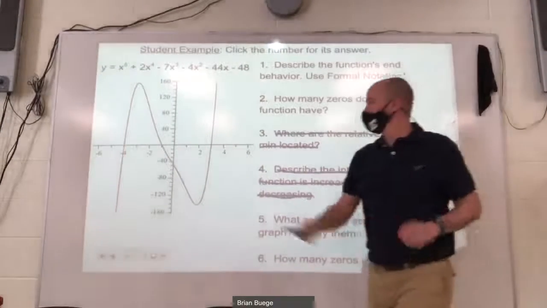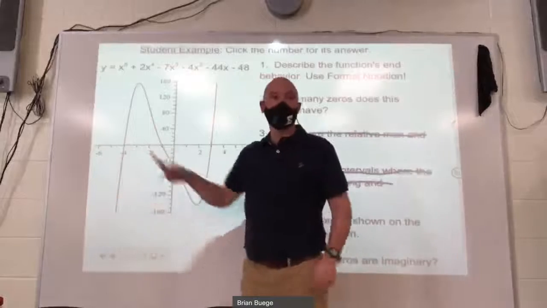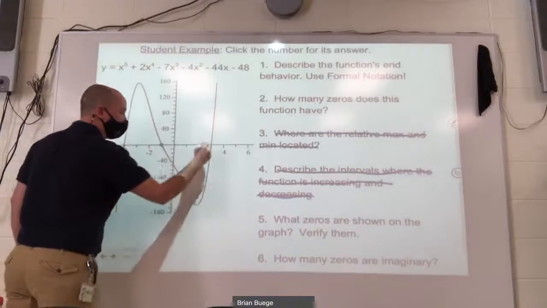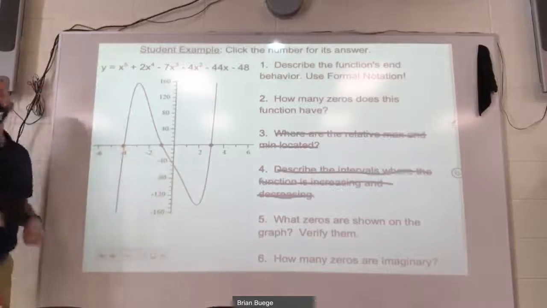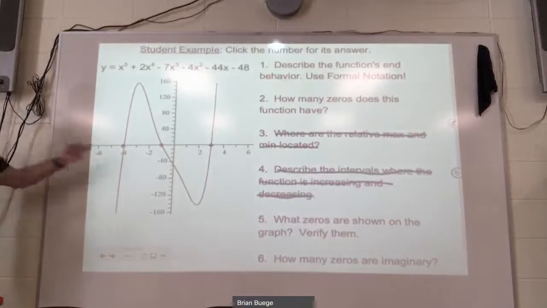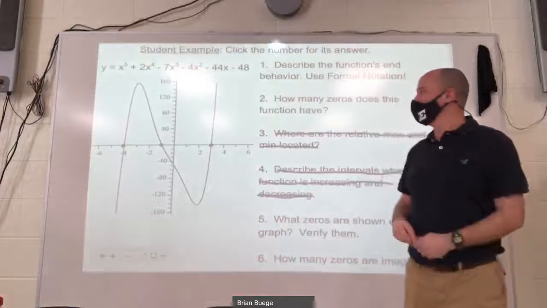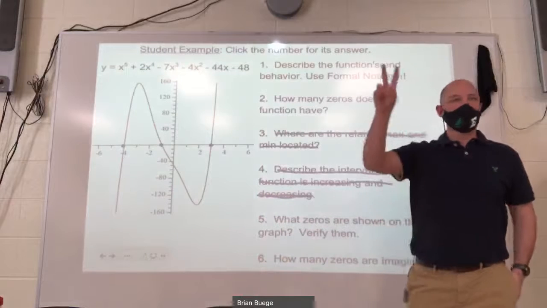3. 1, 2, 3. There's your 3 real zeros right here. And if you actually look, they're all nice ones. They intersect at -4, -1, and +3. So we've got 3 of the 5 zeros, which means, by the way, what are the other two?